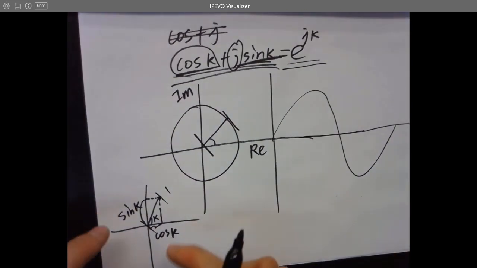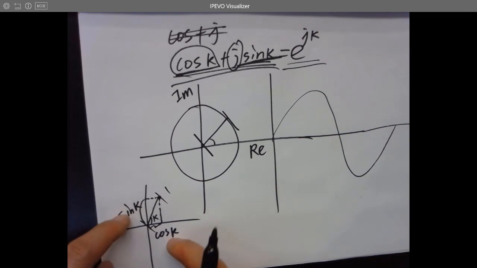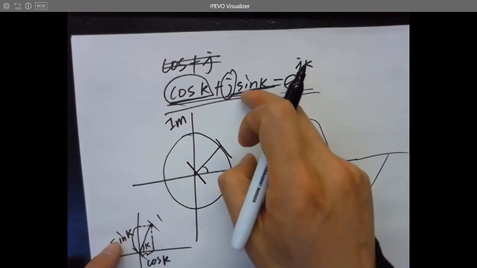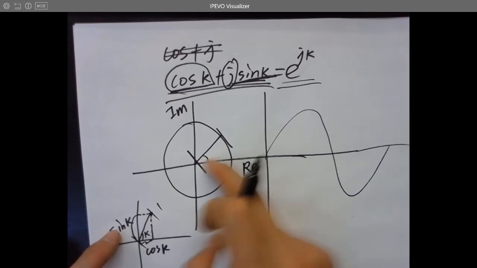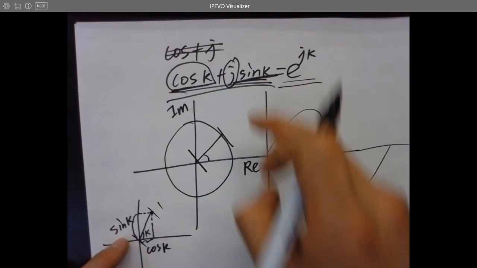But we really need both of them. Both pieces of information are required to form this kind of phasor, which is this guy, which is the sound wave. We need both of these two pieces of information to represent the sound wave.